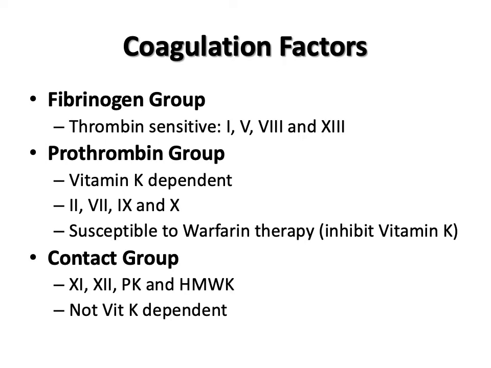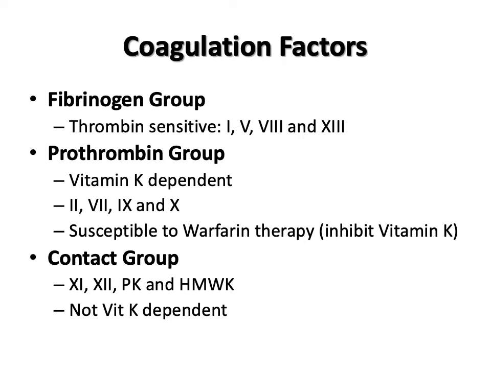The clotting factors can be organized into 3 groups: the fibrinogen group, the prothrombin group, and the contact group. The fibrinogen group are thrombin sensitive and consists of factors 1, 5, 8, and 13. The prothrombin group are vitamin K dependent and consists of factors 2, 7, and 10. Being that they are vitamin K dependent, they are susceptible to warfarin therapy, which inhibits vitamin K.